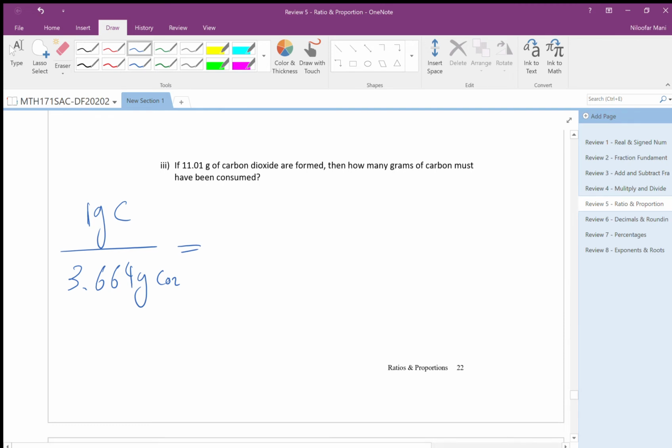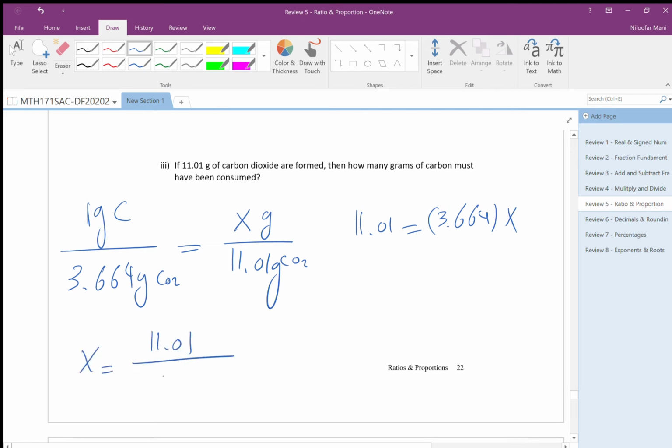So 1 gram of C gives this many CO2, and then this is for this one, all of them in gram, and how many? Okay, and then I can find X. So 11 times 1 is X times 3.664. So X is this divided by 3.664, which is 3.0049, almost 3.005 gram. And what is the reason?